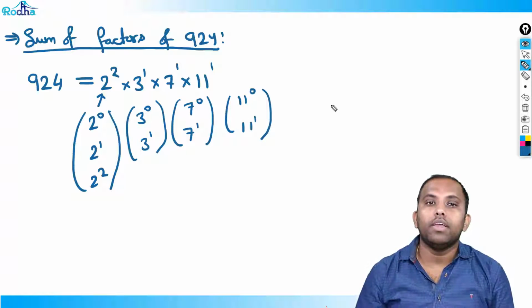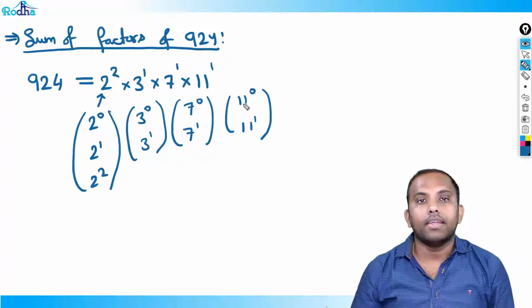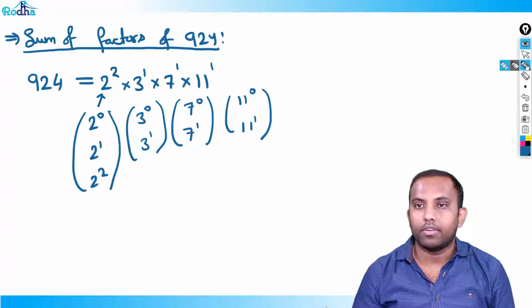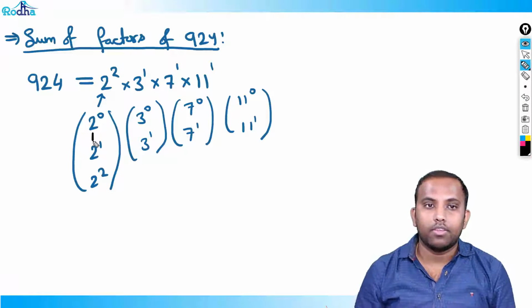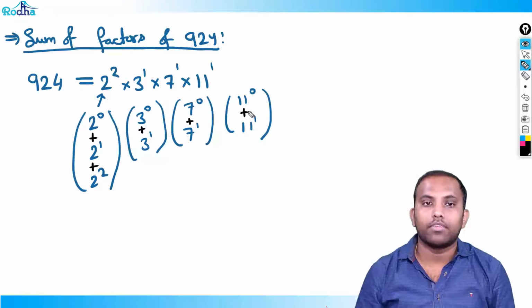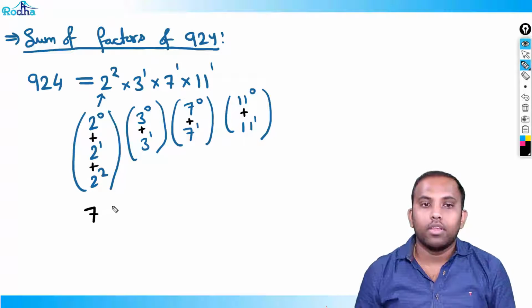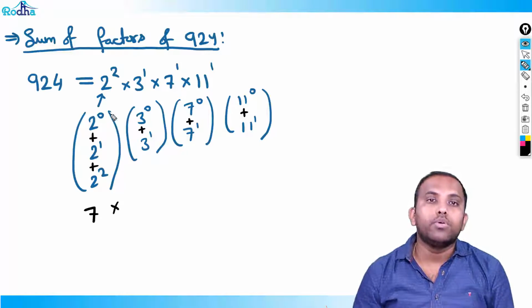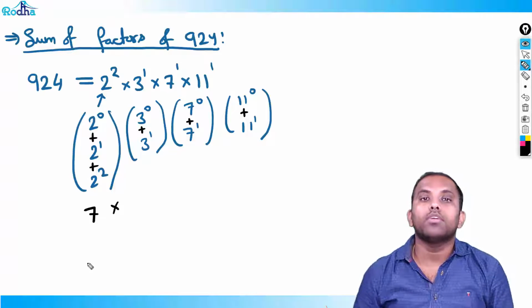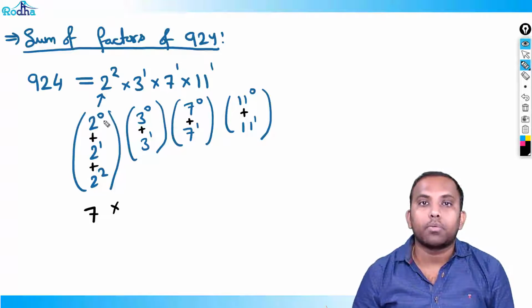What we'll do is simply add inside the bracket and then multiply for the answer. So add inside the bracket and then multiply. This plus this plus this, this plus this, this plus this. What is the answer here? So 4 plus 2 plus 1 is 7. So 7. You don't need to worry if there are more terms here, because you know it is forming a geometric progression.